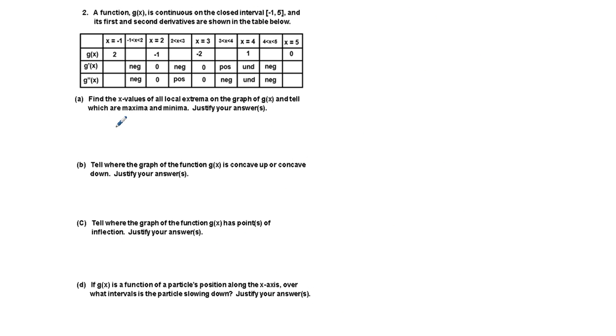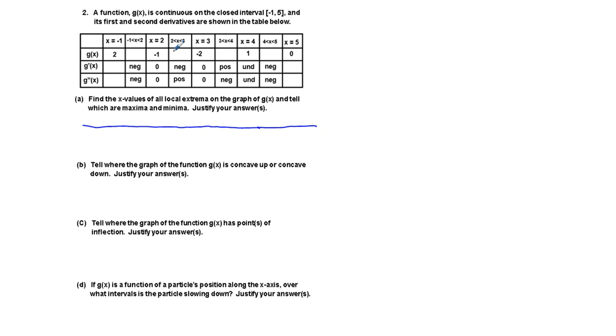Now this last free response section: a function g of x is continuous on the closed interval from -1 to 5, and its first and second derivatives are shown in the table below. Find the x values of all local extrema on the graph of g of x and tell which are maxima and minima. Well, for that, we can use, for supplementary analysis, our number line.